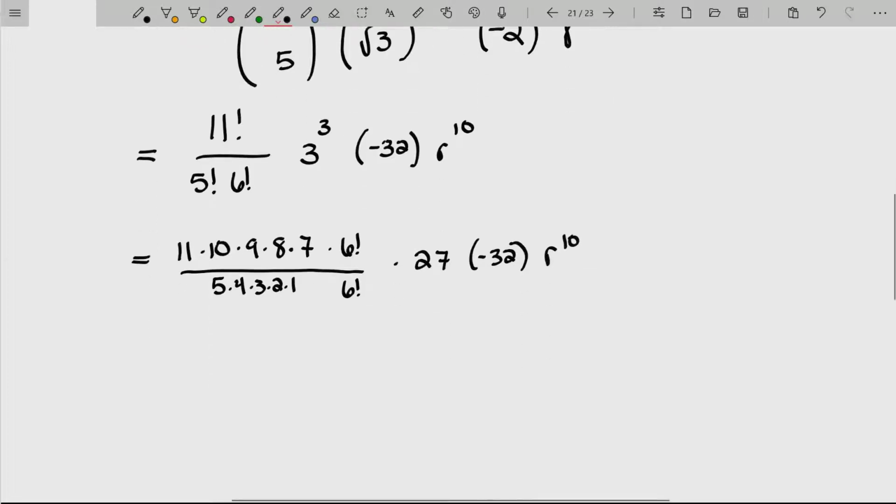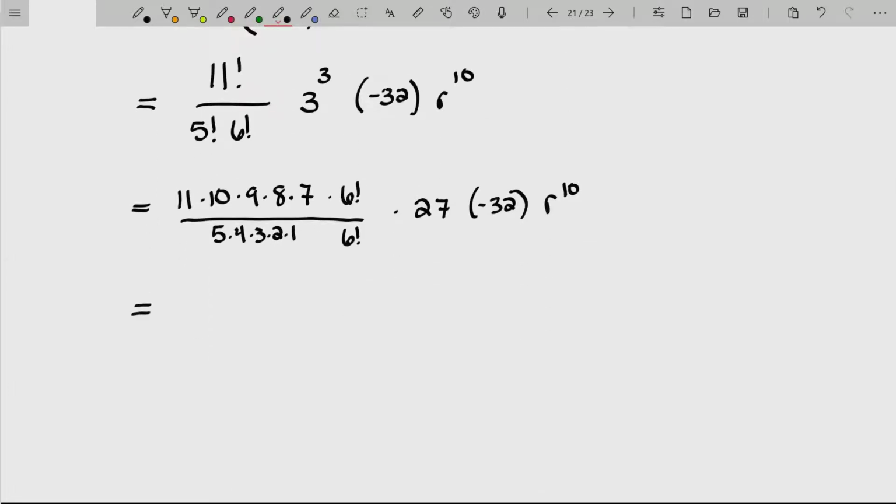Most people would allow you to leave this in unsimplified form, but I'm just going to be a stickler about this. 5 and 2 go into 10. 4 goes into 8 twice, 3 goes into 9 3 times.